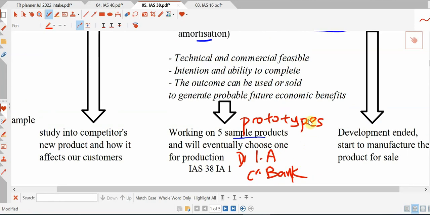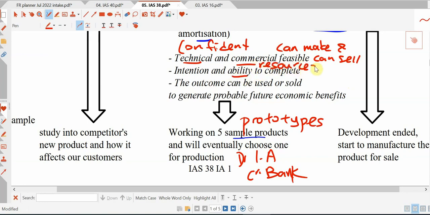And at this stage, you must be confident. Confident about technical and commercial feasibility. That means can make and can sell. You must be confident on that. Intention and resources to complete. Ability means resources. And finally, that the asset will bring you good things in the future. You must have this confidence. If any of these is not here, you cannot capitalize your cost. You must put your cost as expenses. So you have to meet all these 3 points before you can capitalize your spending as your intangible asset.